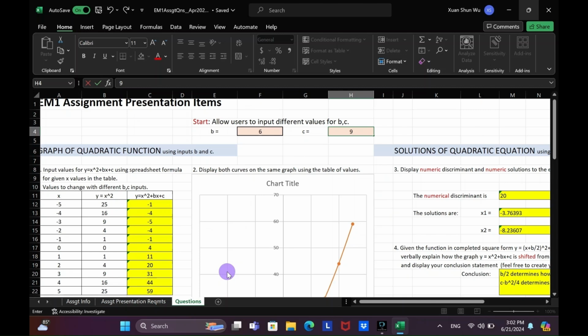Hello everyone, I'm Xuan Shun, and today I will be presenting my EMF assignment about quadratic functions and graphs and how they are affected by different inputs. The general form of a quadratic function is expressed as ax squared plus bx plus c, where b and c are the varying inputs. I'm now using b and c as 6 and 9.